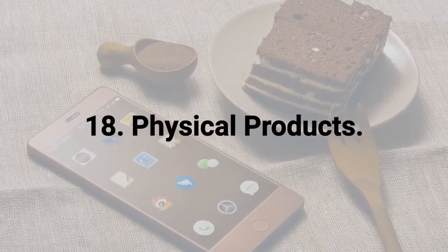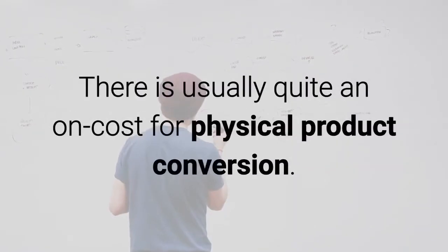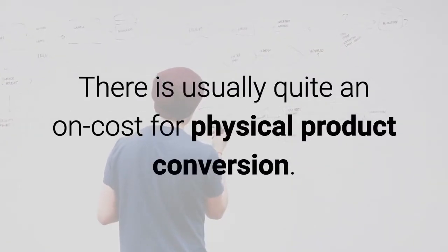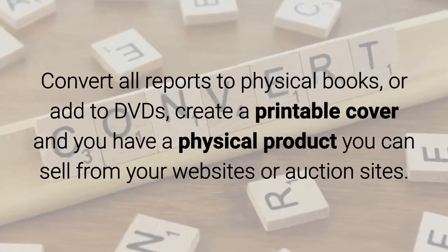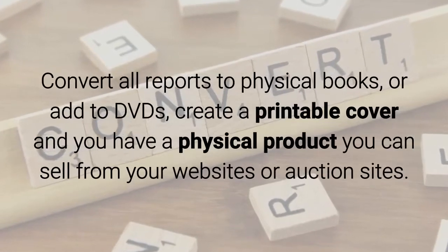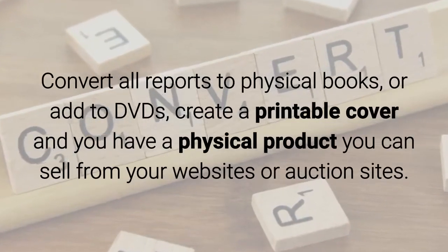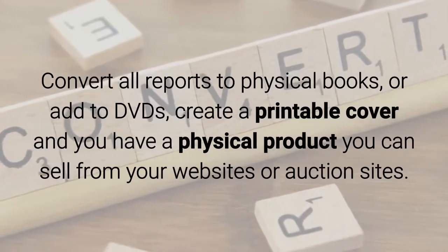18. Physical products. There is usually quite an on-cost for physical product conversion. However, you can also charge a premium for a physical product. Convert all reports to physical books, or add to DVDs, create a printable cover and you have a physical product you can sell from your websites or auction sites.